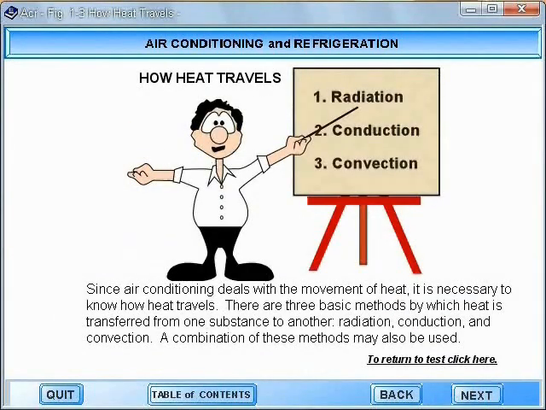Since air conditioning deals with the movement of heat, it is necessary to know how heat travels. There are three basic methods by which heat is transferred from one substance to another: radiation, conduction, and convection. A combination of these methods may also be used.